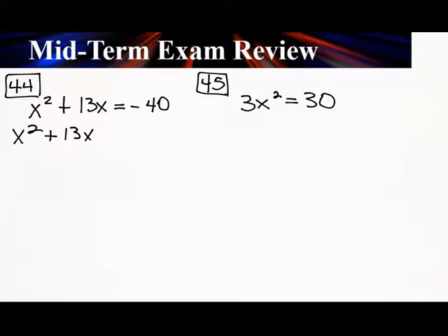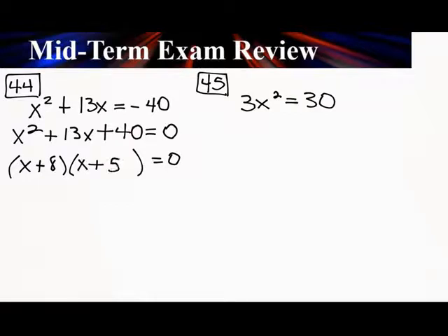So a lot of the times we move the number over onto the other side of the equal sign so that it can be equal to 0. In this case, I can see 40 is going to make 13, if I look at 8 and 5. That'll make 40 and that'll also make 13. So if I go ahead and set x plus 8 equal to 0, that'll give me x equals negative 8. And if I set x plus 5 equal to 0, then that'll give me x equals negative 5. And that'll be my answer.